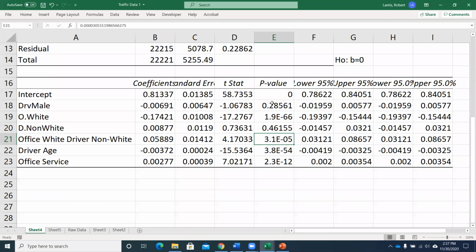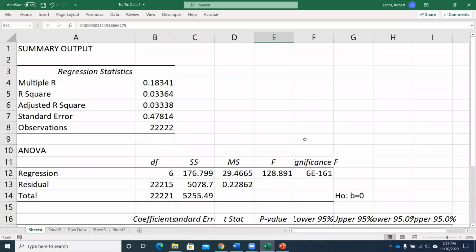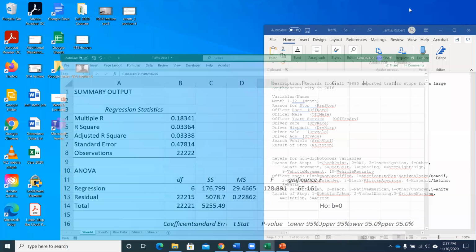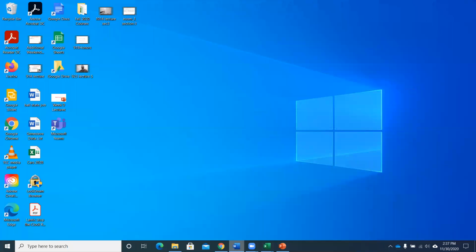It allowed us to think about making that rejection decision, interpreting these coefficients, thinking more about our R squared. And so I thought that was a pretty good example.